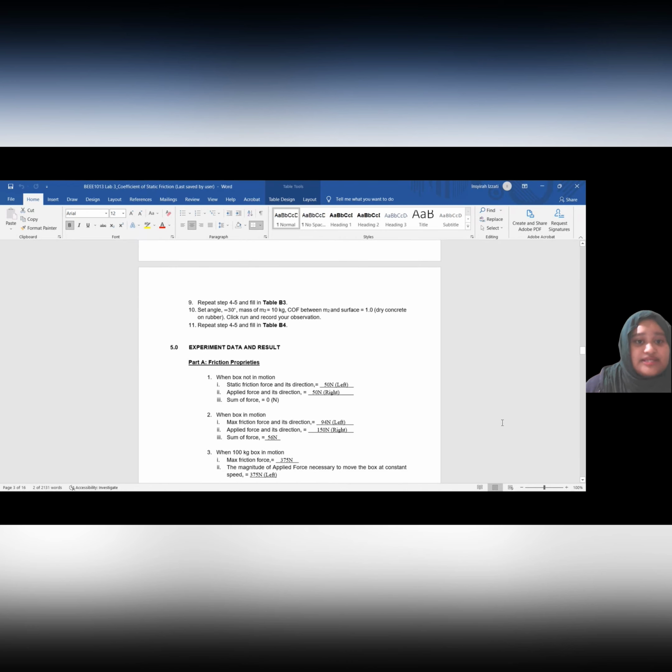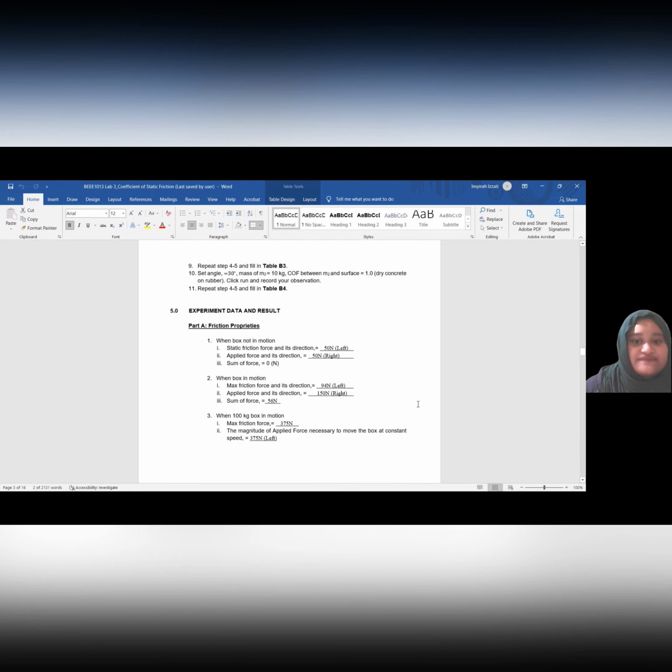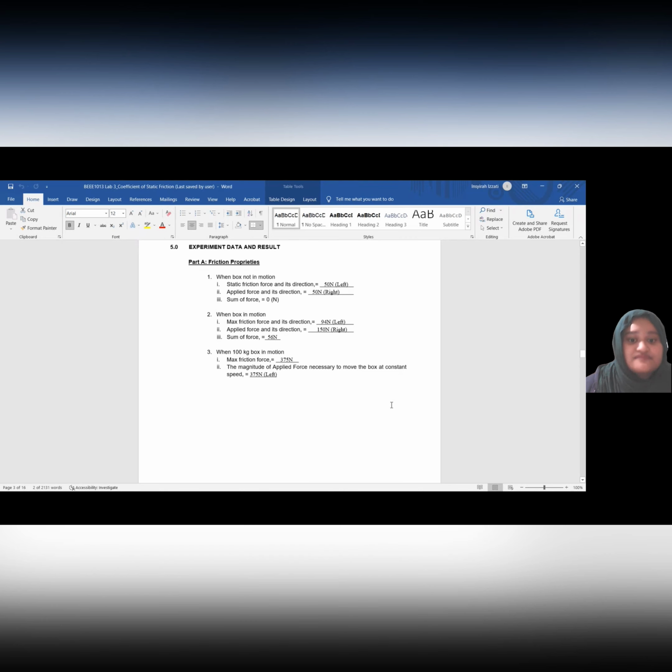This is the experiment data result. When the box is not in motion, static friction force and its direction is 15 Newton to the left, applied force and its direction is 15 Newton to the right, sum of force is 0 Newton. When the box is in motion, max friction force and its direction is 94 Newton to the left, applied force and its direction is 150 Newton to the right, and sum of force is equal to 56 Newton. When the 100 kg box is in motion, max friction force equals 375 Newton. The magnitude of applied force necessary to move the box at constant speed equals 375 Newton to the left.